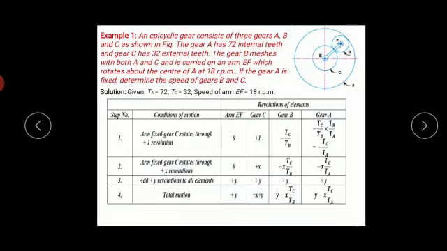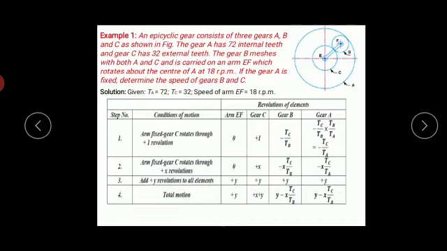So let us see the first problem, example number 1. An epicyclic gear train consists of 3 gears A, B and C as shown in figure. The gear A has 72 internal teeth and gear C has 32 external teeth. The gear B meshes with both A and C and is carried on an arm EF which rotates about the center of A at 18 rpm. If the gear A is fixed, determine the speed of gear B and C.